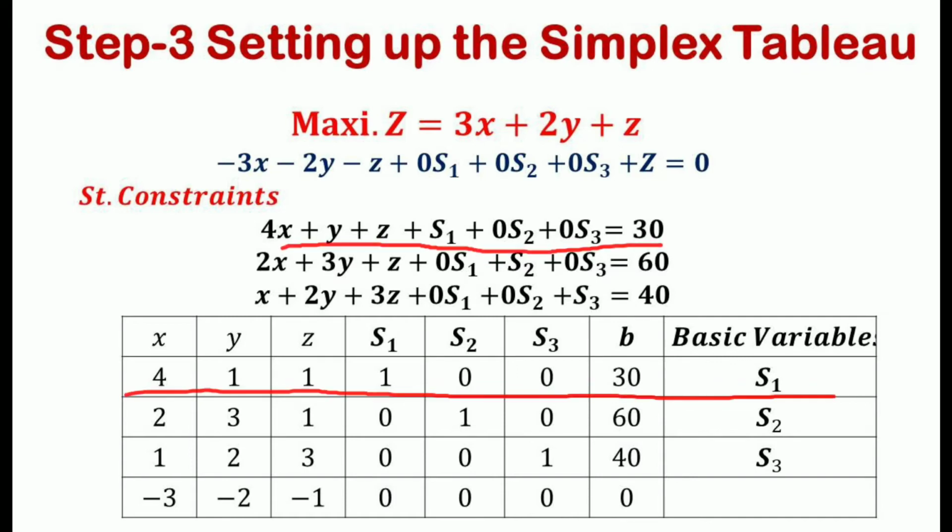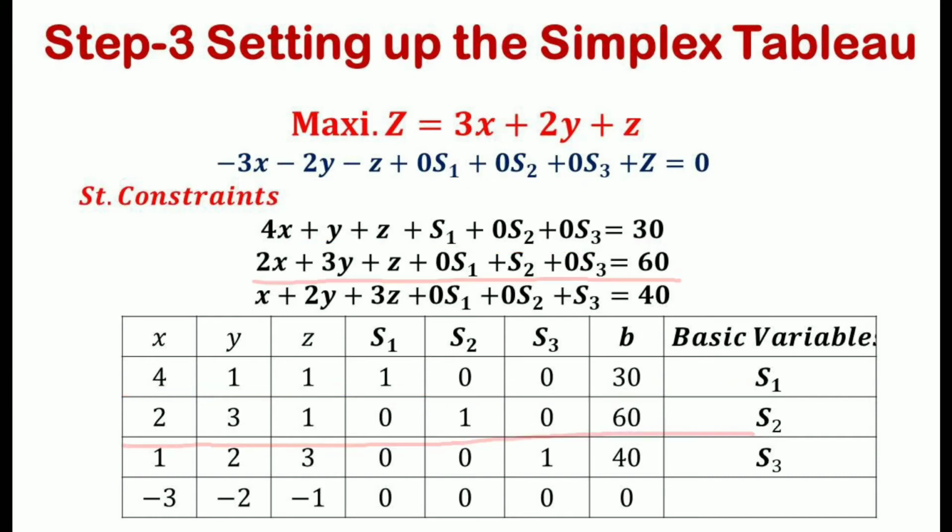The coefficient of S1 is equal to 1, coefficient of S2 is equal to 0, coefficient of S3 is equal to 0, then the value of B, the beta value, is equal to 30. And the basic variable is S1. Then by considering the second constraint, that is 2x plus 3y plus z plus 0 s1 plus s2 plus 0 s3 is equal to 60.